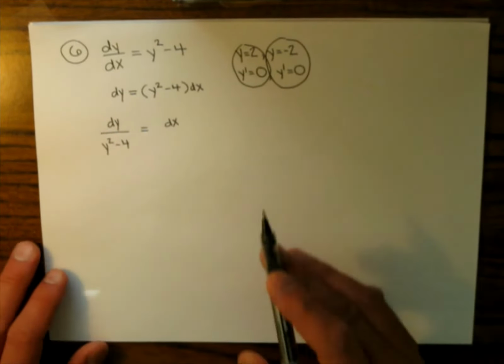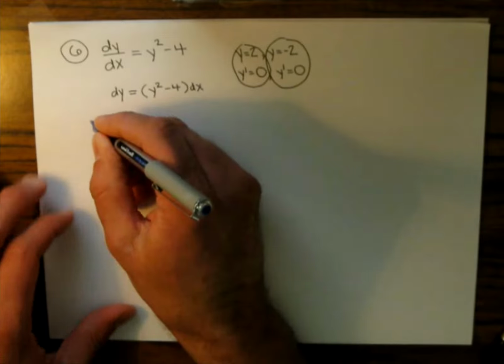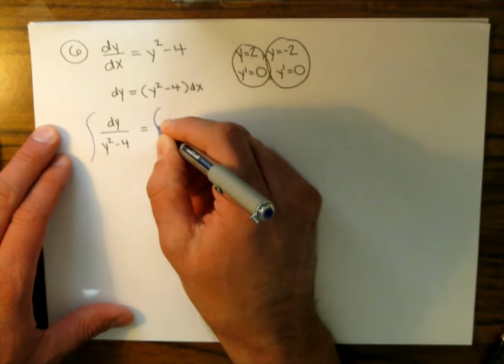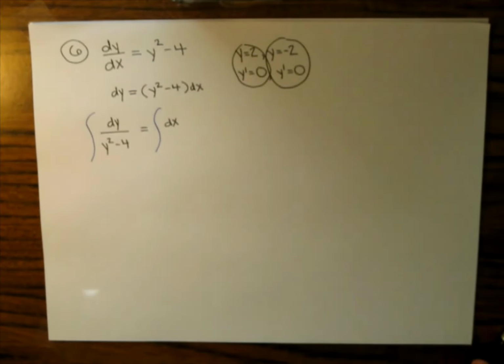Anyway, at the end we make sure that y equals 2 and y equals negative 2 are included, and make sure we did not leave one of them behind at the gas station. So I'm going to go ahead and integrate both sides.